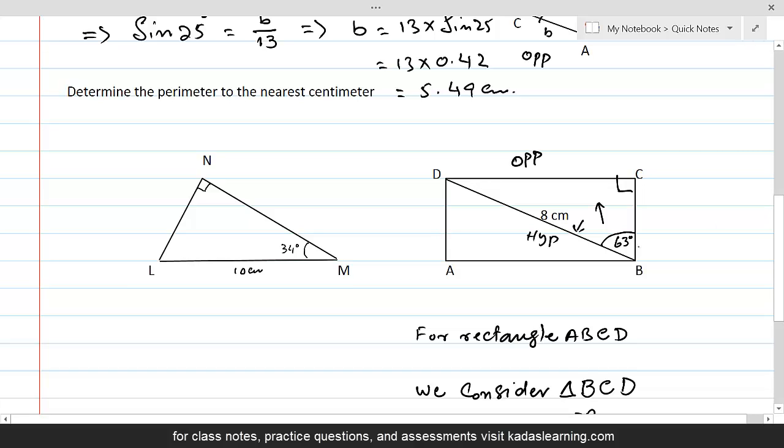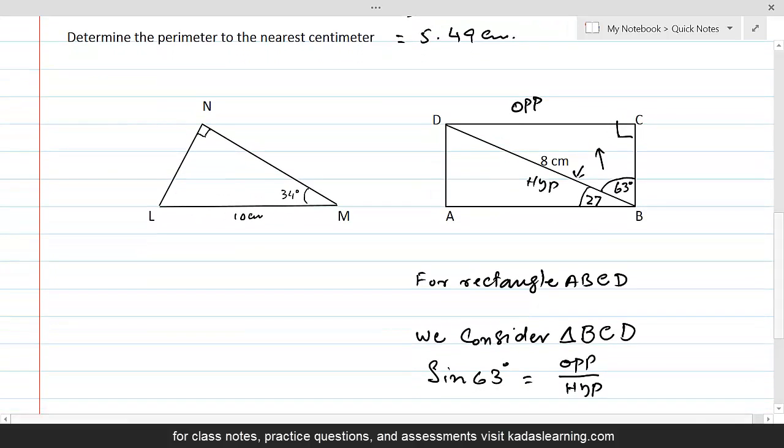If the angle DBC is 63 degree, then this angle would be equal to 27 degree. This will be 27 degree because the total angle at vertex B is 90 degree. And now we consider the triangle ABD.